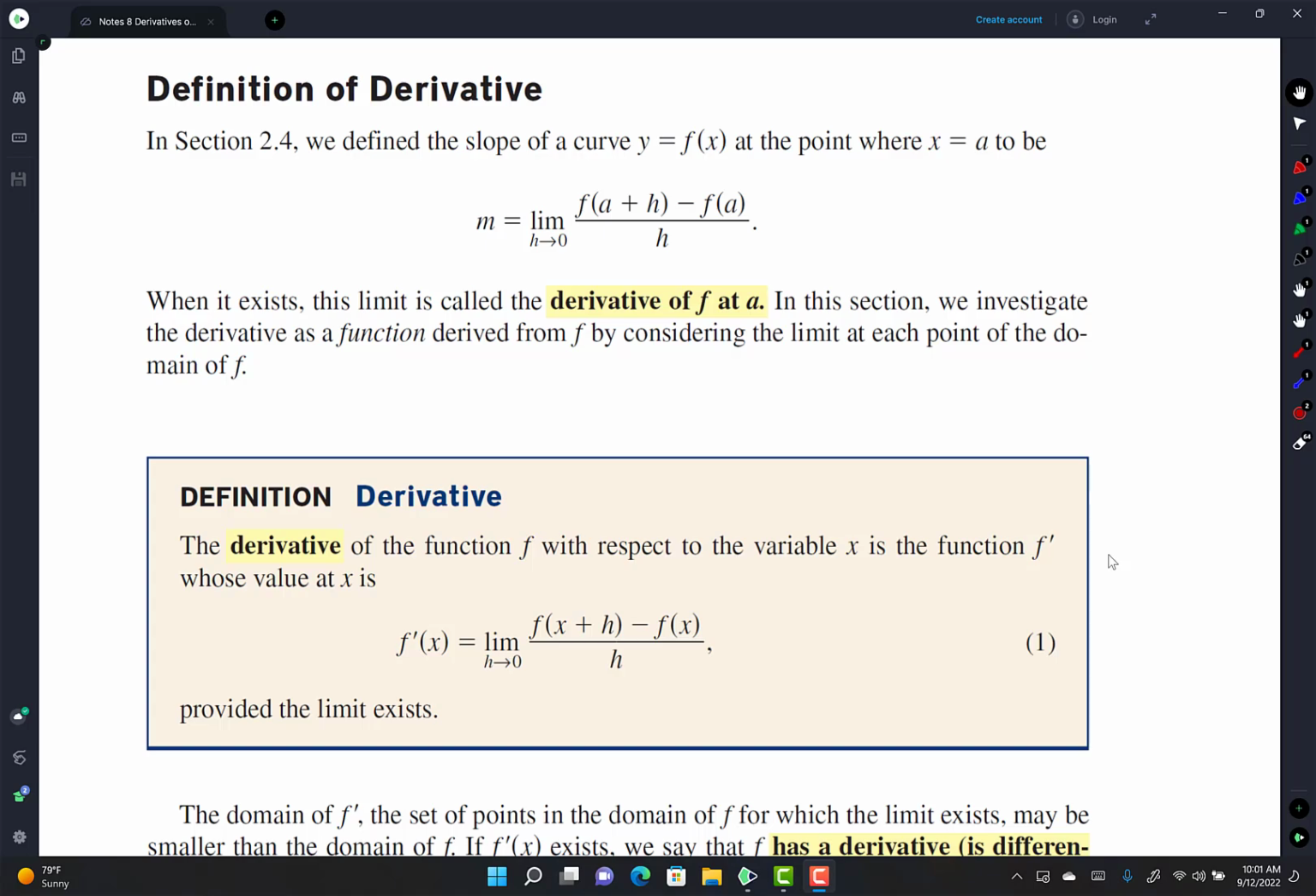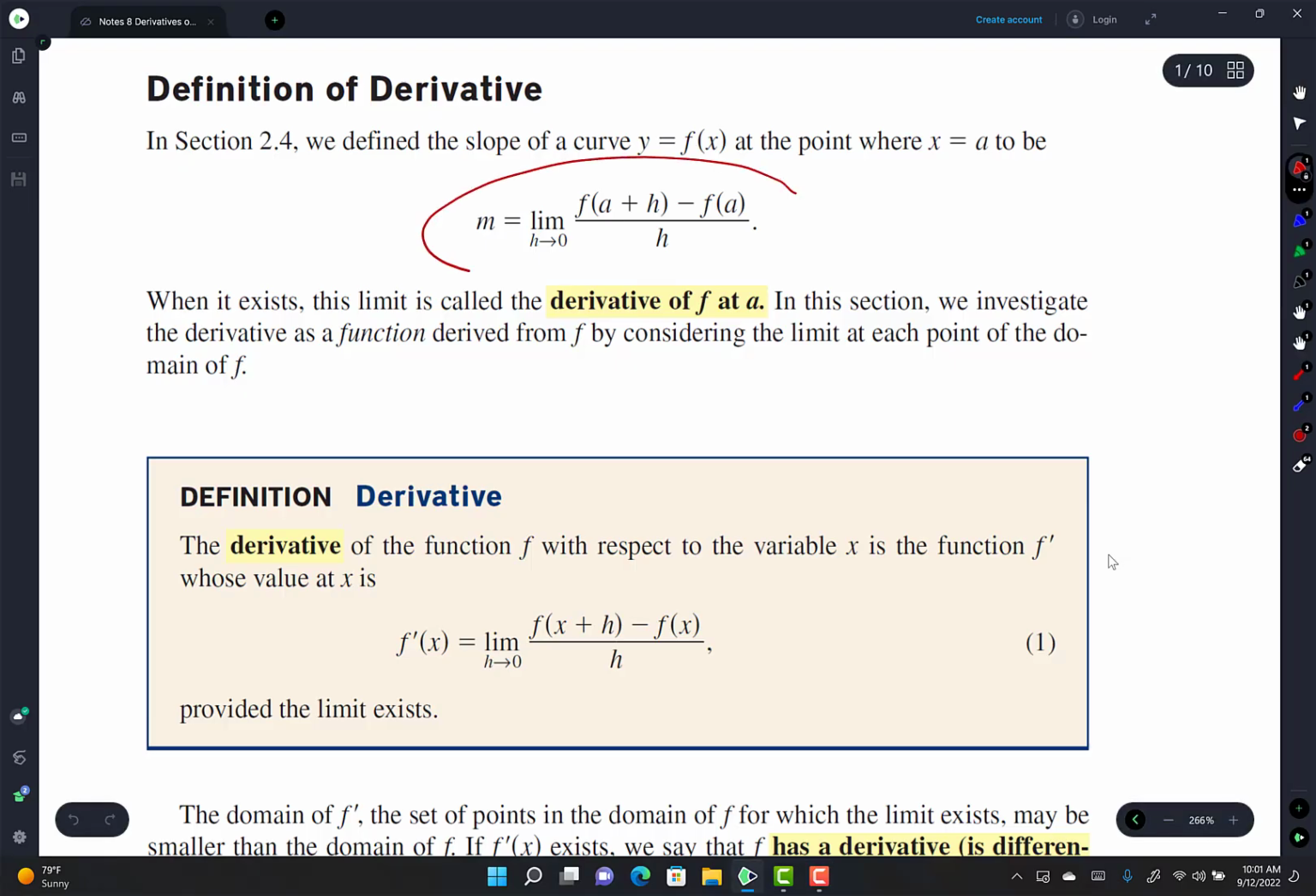I don't know. We'll find out right now. All right. So we've been waiting all this time for the derivative. We've actually been calculating it. As you can see, this is what we did in the last unit where we were calculating the tangent slope. That is called a derivative.